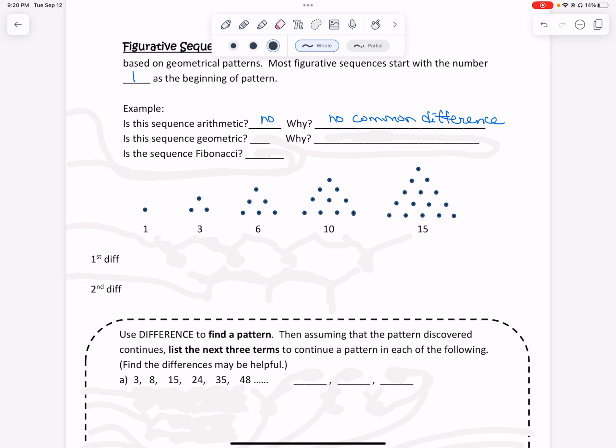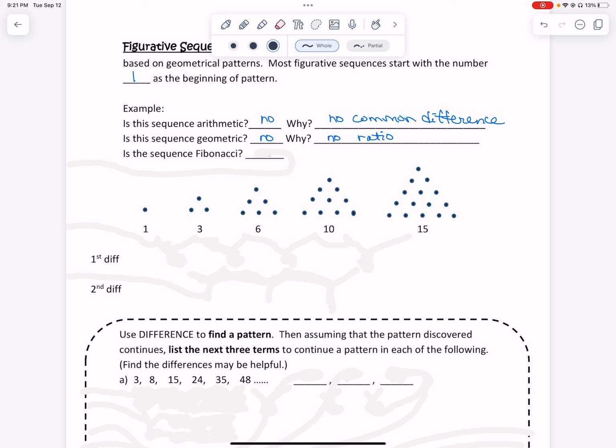Is it geometric? Are we going to multiply by the same number? Well, to go from here to here, I'd have to multiply by 3. To go from here to here, I'd multiply by 2. From here to here, oh, that's a fraction. Let's not even talk about that. So we know that that's not it. It's not going to be geometric because there's no ratio.